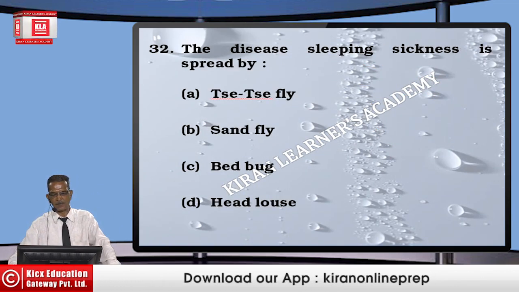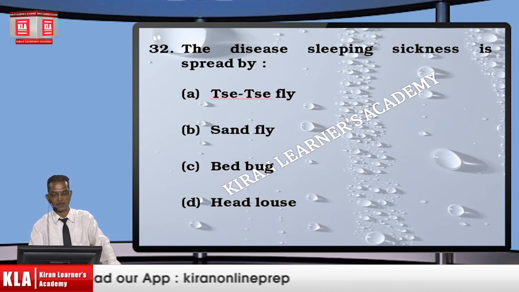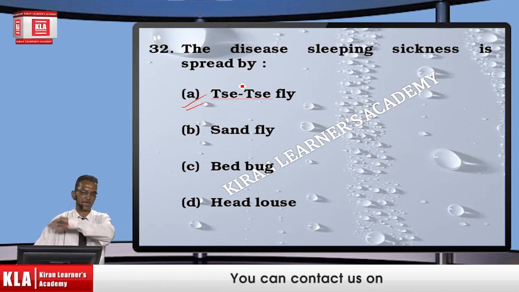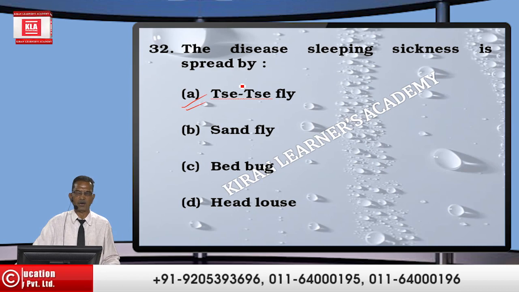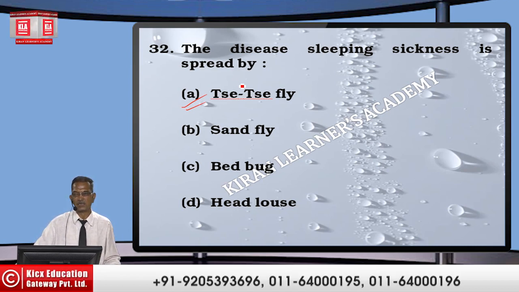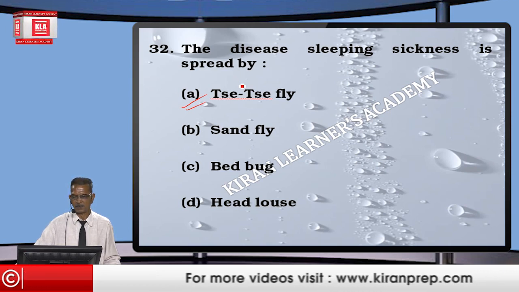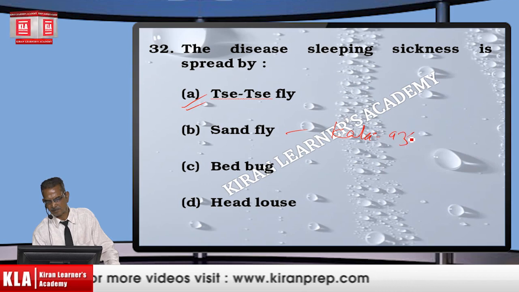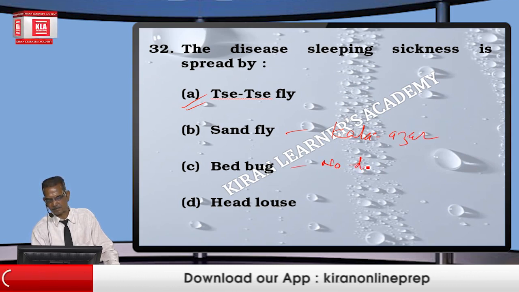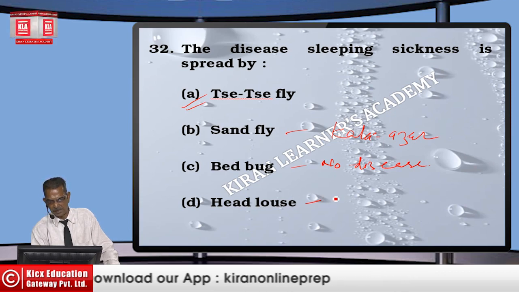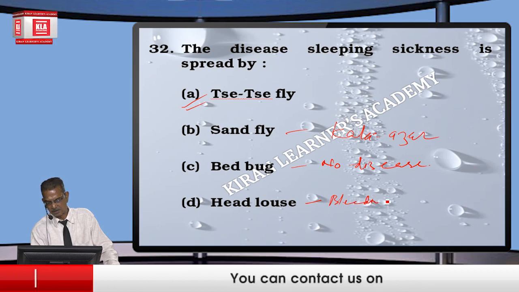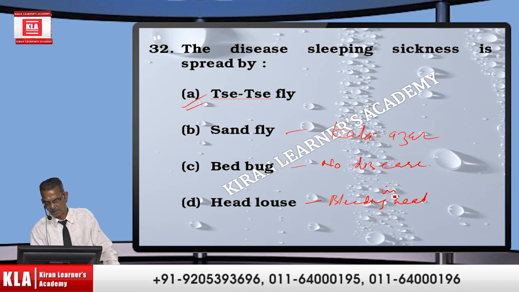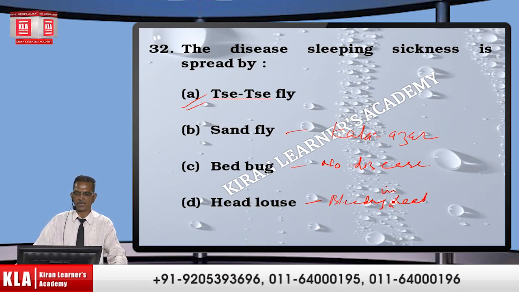Next, the disease sleeping sickness. Sleeping sickness is caused by trypanosoma, but it's spread by the tsetse fly. This fly is very common in the African region, in central and northern Africa, and hence the disease is more prevalent in these regions than in others. Not the sandfly, because sandfly is the one that causes Kala Azar. Bedbug does not cause any disease. Head louse can cause bleeding in the head if scratched hard. So, tsetse fly is the correct option.